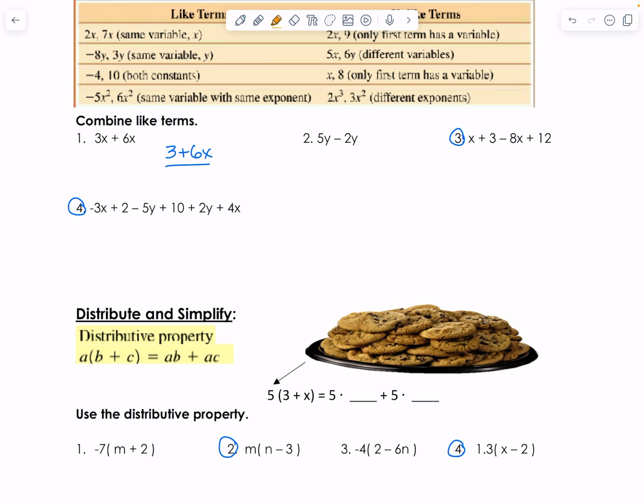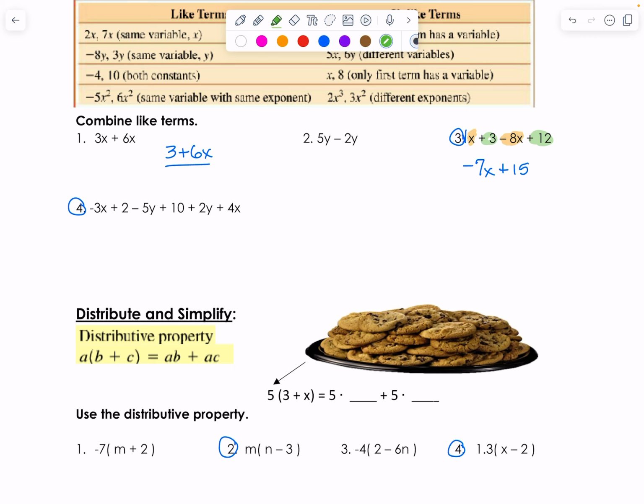So anyway, let's look at our like terms in number 3. Notice you have 1x here and minus 8x. So think of that as 1 minus 8. So that's going to give me minus 7x. So those are like terms. And then your plus 3 and your plus 12 are like terms. So I'll have plus 15. So that's my final answer. And you could write it as 15 minus 7x if you want to.